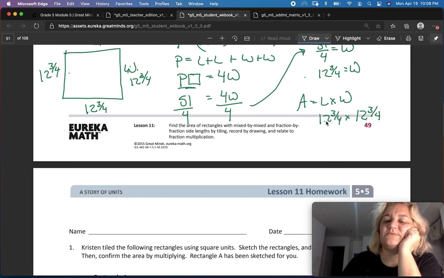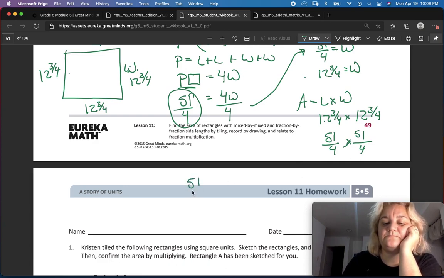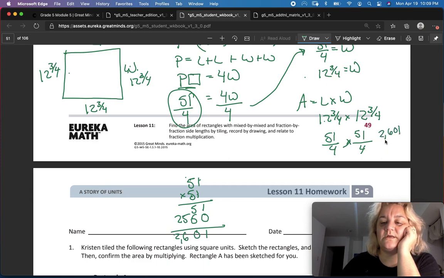So 4 times 12 is 48, 49, 50, 51. Look, it's already there. 51 fourths times, it's the same, 51 fourths. Okay, do I really want to multiply 51 times 51? Okay, well, let's do that. 51 times 51 is 1 times 1 is 1, 1 times 5 is 5, and then drop my 0, 5 times 1 is 5, 5 times 5 is 25, and my answer is 2,601 over 4 times 4 is 16.